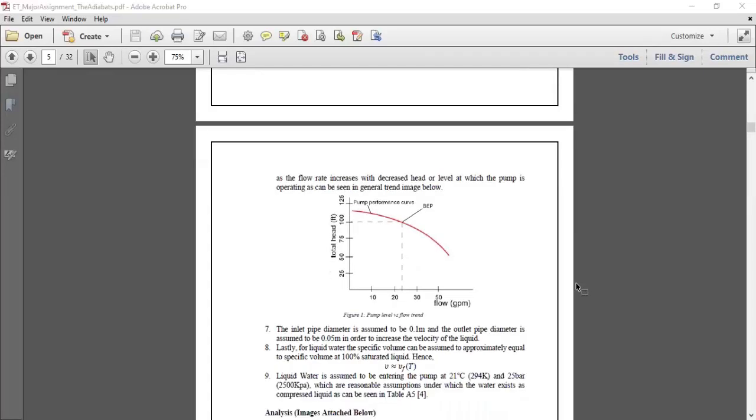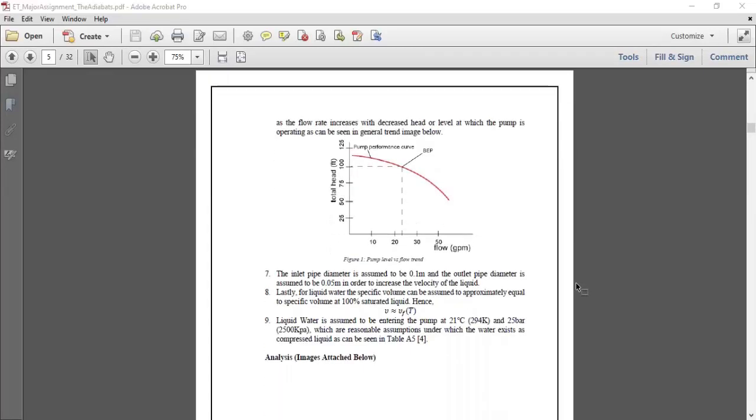Next, we had to consider the dimensions for the pump and inlet and outlet. Similarly, since the substance passing through the pump is compressed liquid, we can safely assume its specific volume to be approximately equal to the specific volume of saturated liquid water at a given temperature, since the isobars basically cluster together on a T-v curve in the supercooled region. Thus, it's a reasonable assumption for a pump with compressed liquid passing through it.